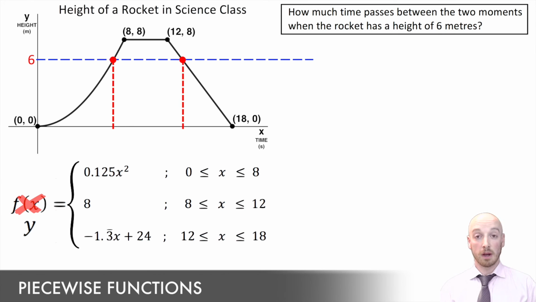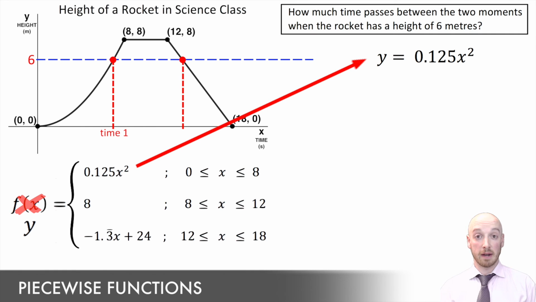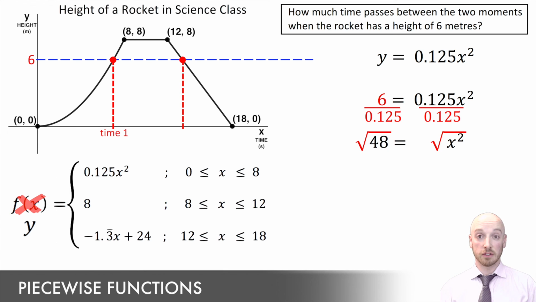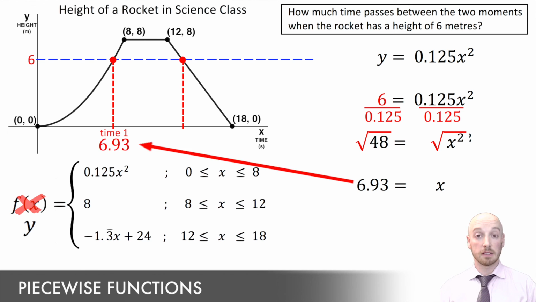So the first time the rocket passes a height of 6 meters, we're in the quadratic function. This rocket's on its way up from the ground. So all I need to do is plug 6 in for y, and I'll end up with 6 equals 0.125x squared. And when I solve for x, I'm going to have the time that this occurred at. So I'll divide by 0.125 on both sides, and then take the square root to finish isolating x. And when we do this, you can see that we end up with an x value of 6.93 seconds.